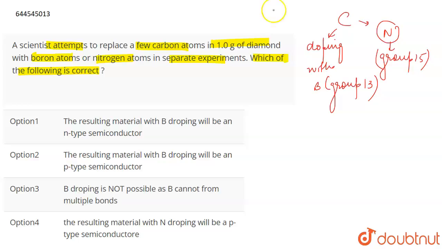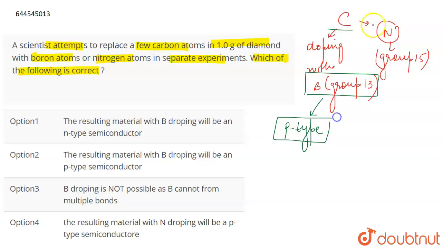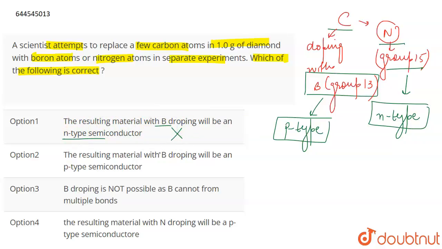So, when the carbon is doped with a group 13 impurity, then it leads to the formation of a p-type semiconductor. And when carbon is doped with a group 15 impurity, then it leads to the formation of an n-type semiconductor, right? So the first statement says that the resulting material with boron doping will be an n-type semiconductor. No, this is incorrect. The resulting material with B doping is a p-type semiconductor. It means that option 2 is going to be correct.